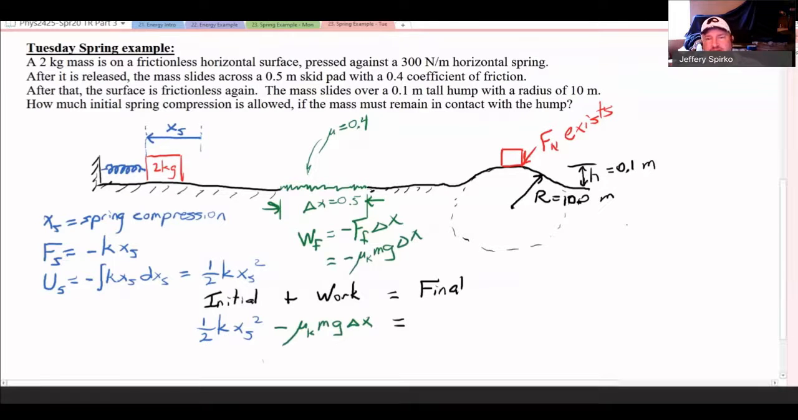Now we have the final state. In the final state, we're going to have kinetic energy, so we're going to have 1/2 mv squared. But we're also going to have plus mg, some gravitational potential energy at the end.